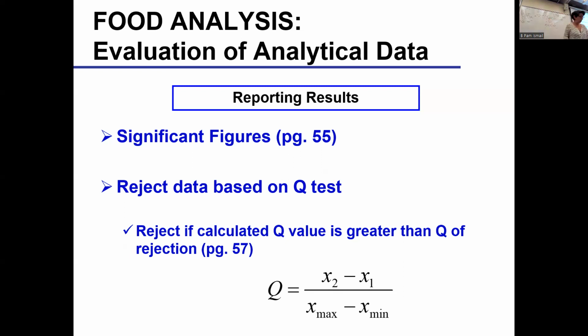1, 2, 3, 4. And then the Q of rejection at 90% confidence level is 0.76. If your calculated value is greater than 0.76 in that table, then you reject that data point. Then you can say, okay, I'm going to calculate the mean without this value. I'm able to reject it. Then your precision will be improved, your CV will be much better, and your accuracy will be much better.